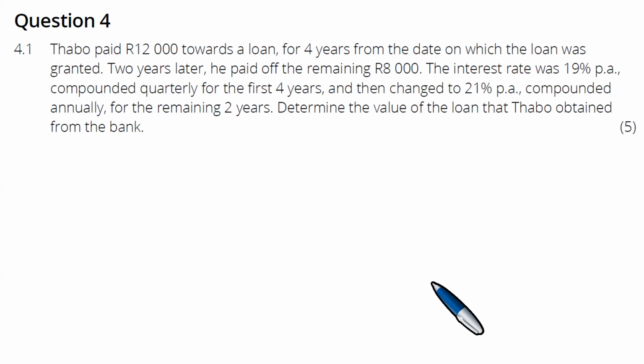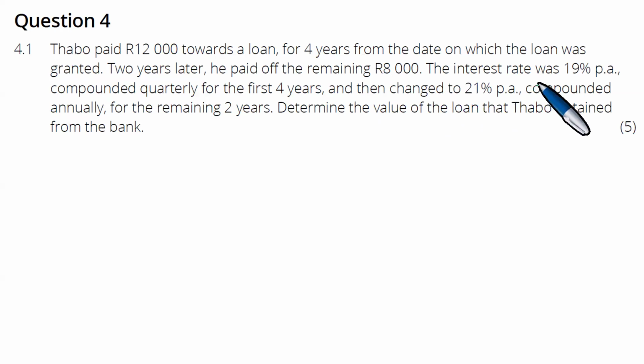After Tabo paid 12,000 Rand towards a loan for 4 years from the date on which the loan was granted, 2 years later, he paid off the remaining 8,000. Tabo paid 12,000 Rand towards the loan, but he did that for 4 years from the date on which the loan was granted. Moreover, we're told that 2 years later, he paid off the remaining 8,000.